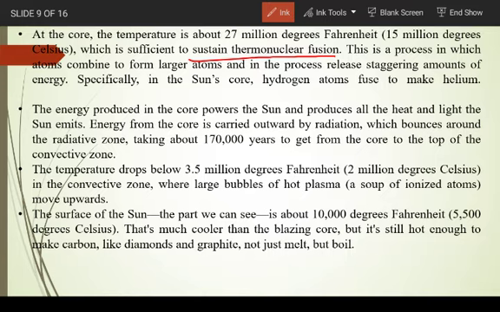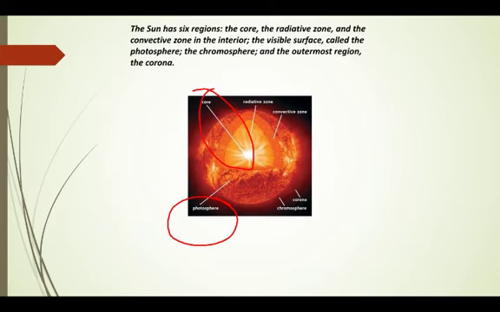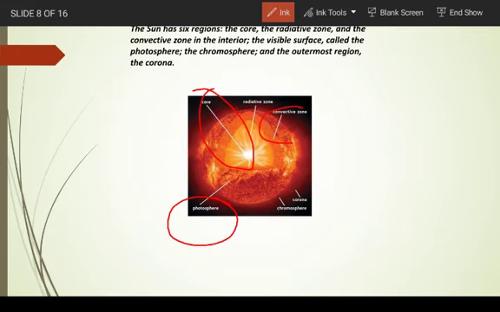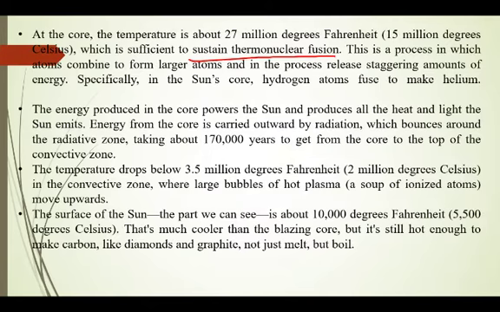Now the energy produced at the core of the sun provides heat and light to all the regions of the sun, as I said earlier. This energy took 170,000 years to reach other regions of the sun. The sun is not a small dot. It is very large. The temperature drops to 2 million degrees Celsius in the convective zone. As we have seen earlier, this is the convective zone above the radiative zone. It provides heat to the convective zone and the temperature decreases.